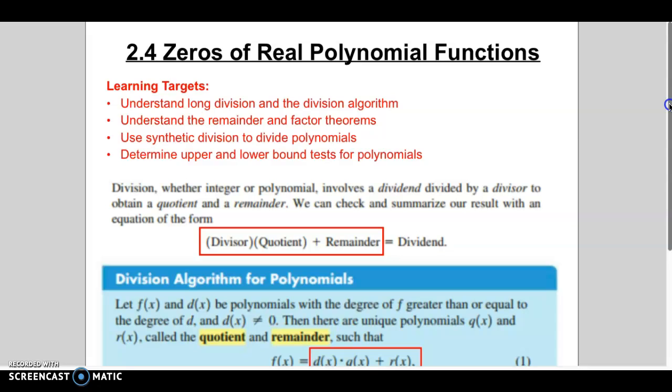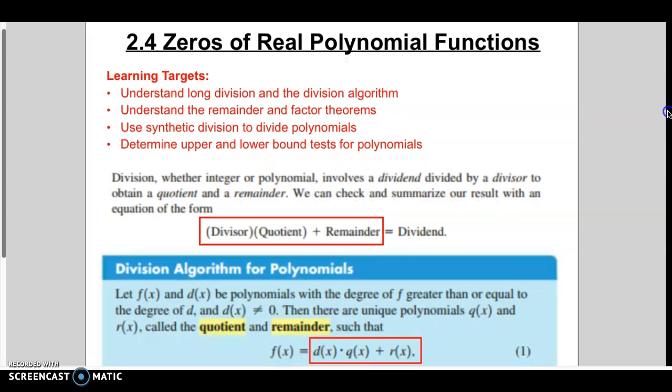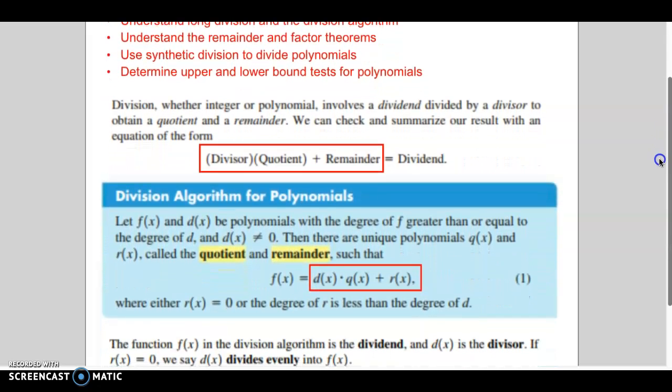We're going to talk about long division, the remainder theorem, synthetic division, and finding upper and lower bounds for polynomials. Just a little refresher on division. So remember, when we have a division problem, we have a dividend, and we're dividing that by a divisor. We get a quotient and a remainder from that.